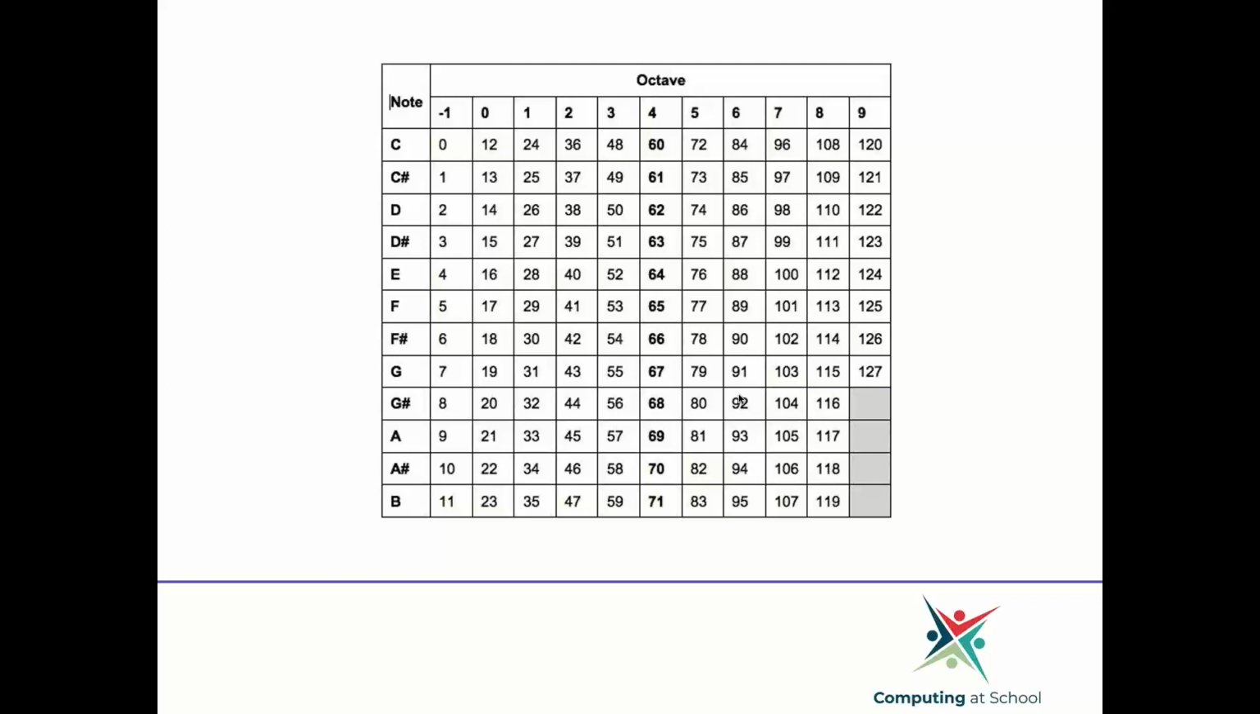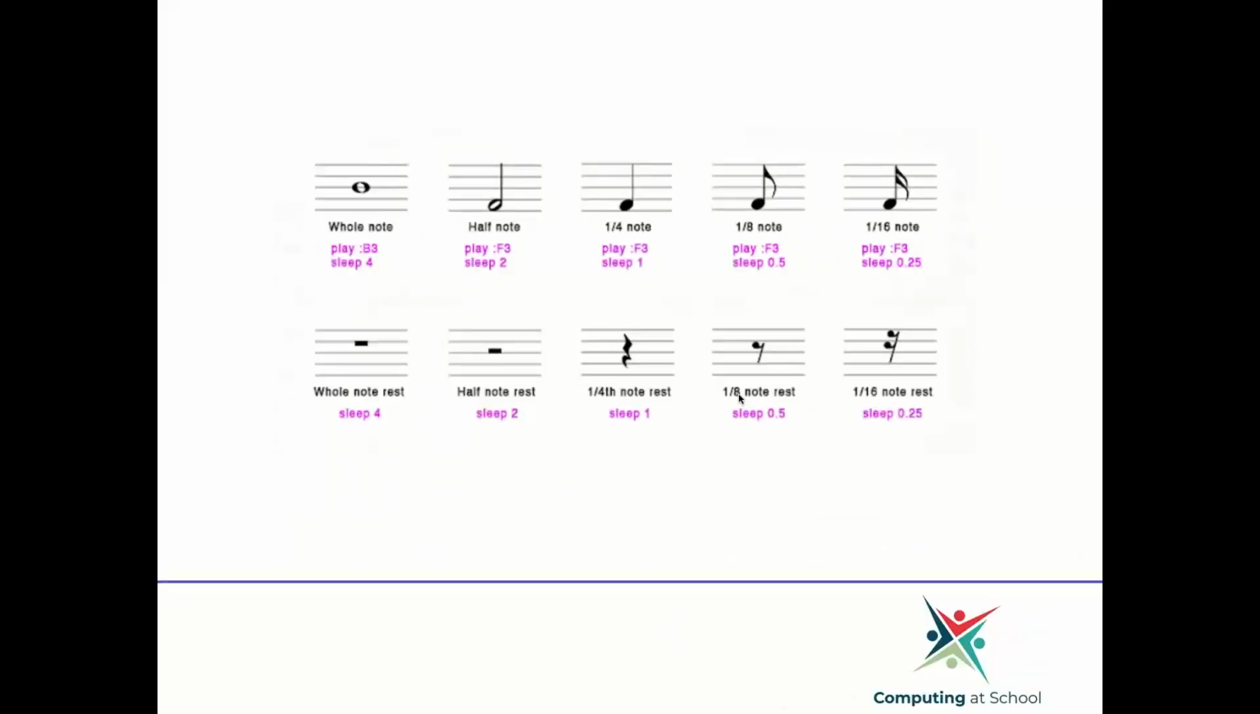And they know it's 67, so that would be a play 67. So they're already getting a list of plays, and it'll sound like that piece of music. And then in between their plays, they need to have some sleeps in there. And again, I give them this. So this is just a help sheet, I suppose.